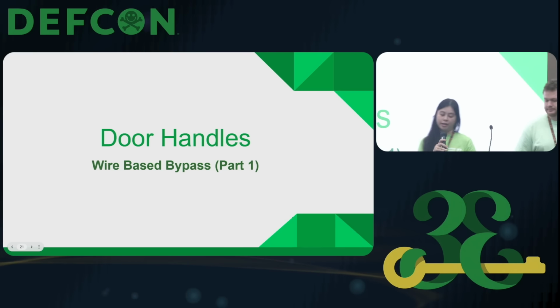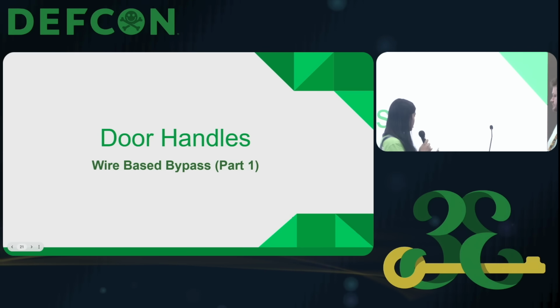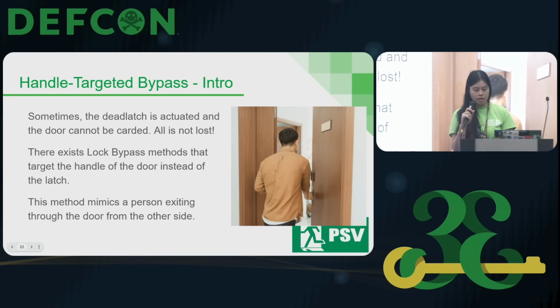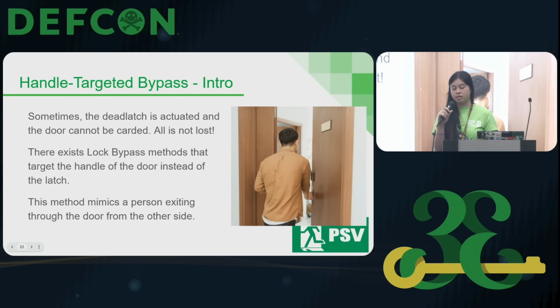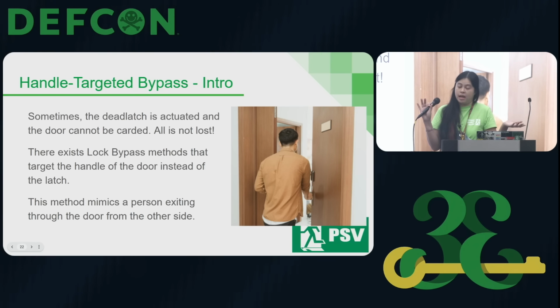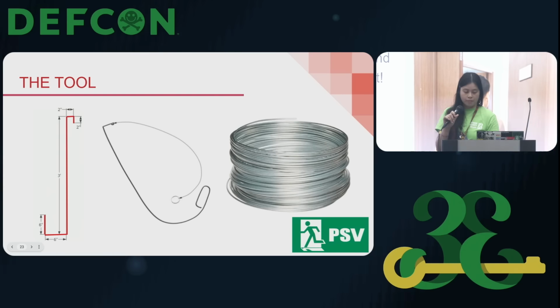Yeah, so speaking of other methods, we can also use a handle-targeted bypass. So sometimes the dead latch is installed properly, it's actuated, and you can't card the door open. Oh no, what do we do? Well, there are other bypass methods that, instead of targeting that latch, we target the handle. This mimics a person exiting through the door from the secure side. For the sake of convenience, it is way easier if someone inside of a building can just get out without needing to find their keys, their credentials, etc. And so that convenience can be used as a security vulnerability to bypass a door.